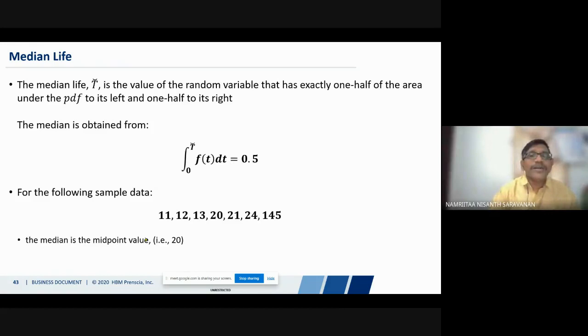So what do you mean by median life? Component 1 failed in 11 hours, another component failed in 12 hours, another in 20 hours, another in 21 hours. These are different identical components, and they failed in this time frame. In such a way, the median life is 20 hours. So this is the information from the median life.